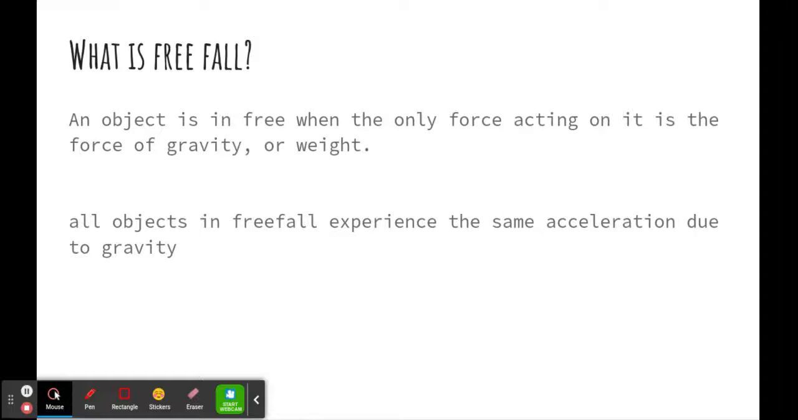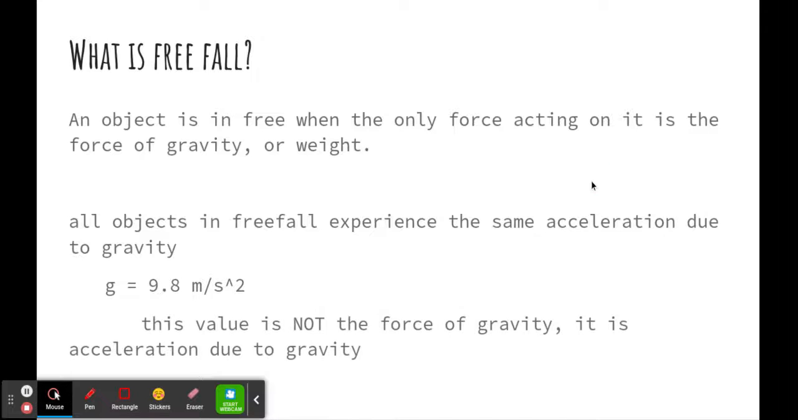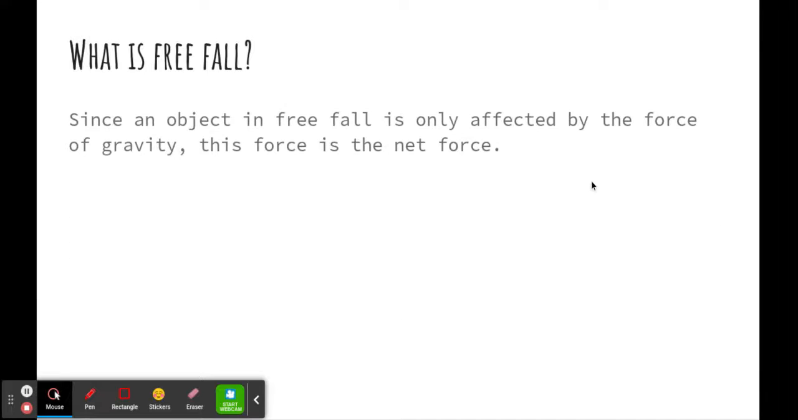All objects in free fall experience the same acceleration due to gravity, which is 9.8 meters per second squared. Something to know is that this value is not the force of gravity, it is the acceleration due to gravity. Since an object in free fall is only affected by the force of gravity, this force is the net force.